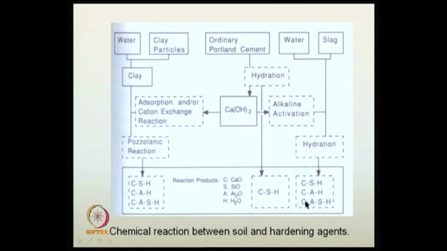In the case of CSH, CAH, CASH, what do they mean? C stands for calcium oxide, S stands for SiO2, A stands for aluminum oxide, H stands for H2O. So, these sort of compounds do form when you have, for example, the hydration and some of these reactions happening, and these materials make the soil stiff, they harden, they change their properties basically, and now it is a better engineering material. If you want to use that, you can use it properly.